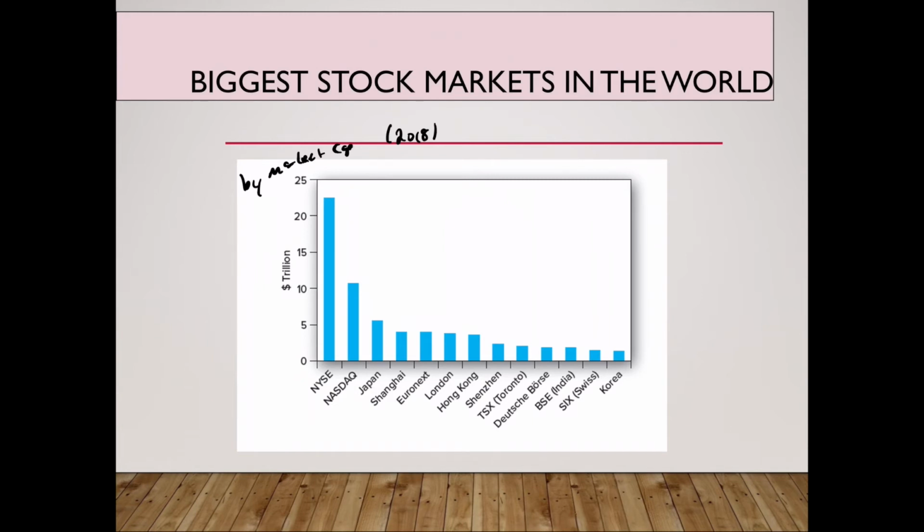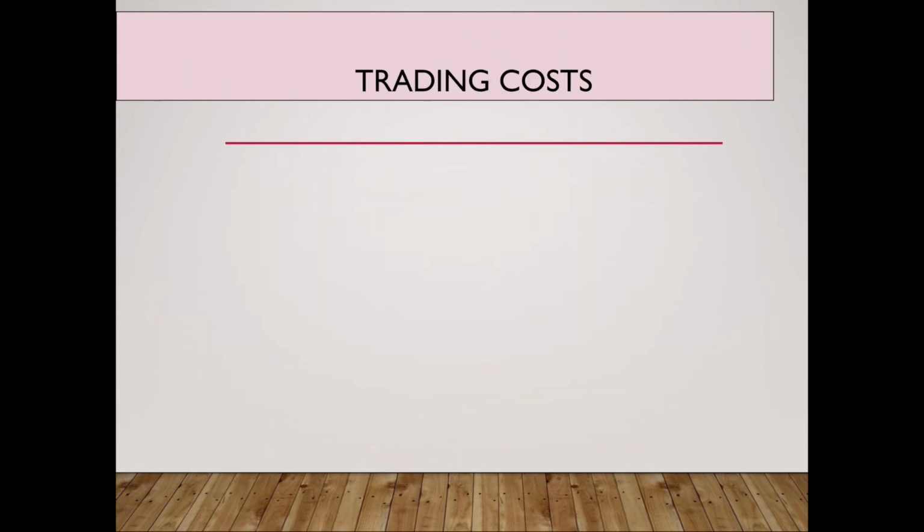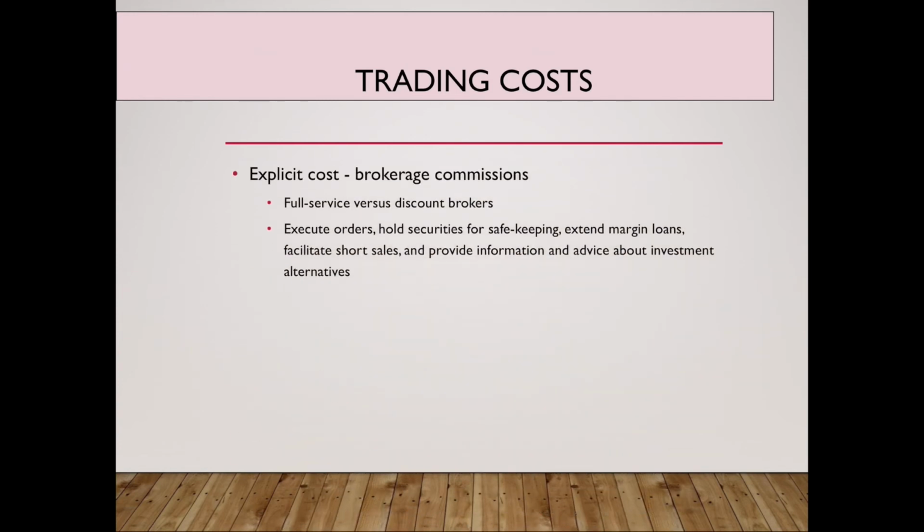And one last thing, dealing with these different types of trading, let's look at trading costs. First of all, we have explicit costs, and these are your brokerage commissions. We have two different types of brokers: full service versus discount brokers. Full service brokers make specific buy and sell recommendations, looking at different securities and providing recommendations, whereas discount brokers simply buy and sell on your behalf, based on what you tell them to do.